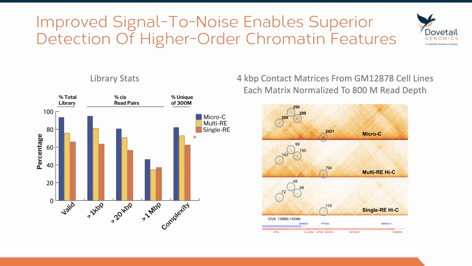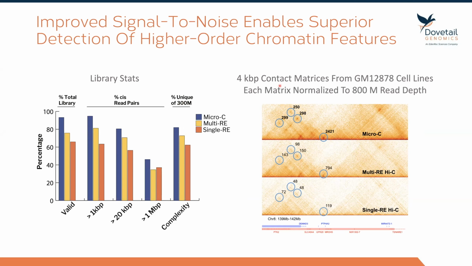And then in terms of complexity, how many unique molecules are we going to get per a HiSeq lane? Because that genomic coverage is so much more uniform, our complexity is quite a bit higher. So we're getting about 80% unique molecules from these libraries. And so then what does that mean from a contact matrix standpoint?